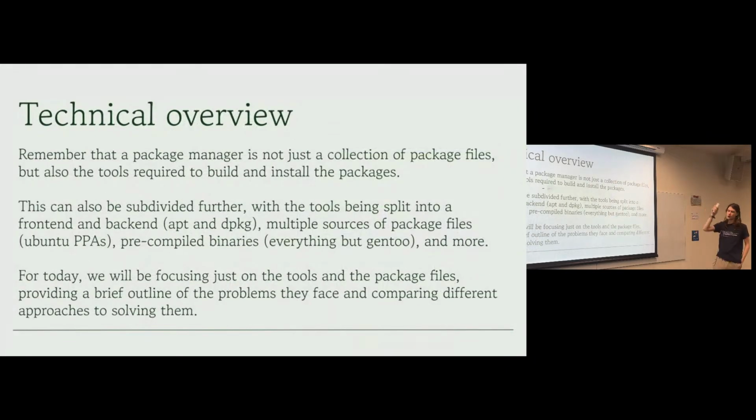So, a technical overview. Remember that a package manager is not just a collection of package files, but it's also the tools required to build and install the packages. You can subdivide this further. You can split them into a front end or a back end, APT and dpkg. You can have multiple sources of package files, Ubuntu PPAs, Brew casks, and then you can have precompiled binaries, which is basically everything but Gentoo, although they do precompiled binaries now. And there's more, but for today, we're just going to focus on the tools and the package files, a brief outline of the problems they face, and comparing different approaches to solving them.